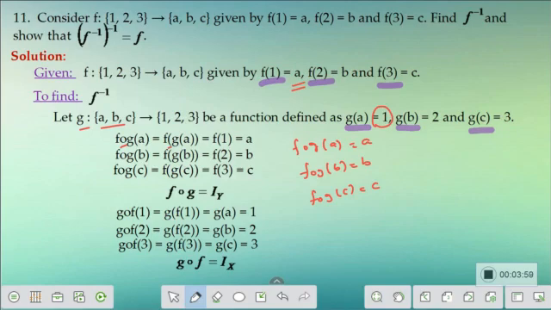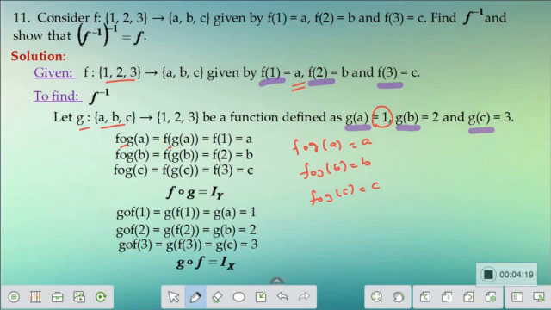Now, we found the composition f composite g. Now, let us find it for g composite f, that is, g composite f for all the 3 elements. And the domain of f is nothing but 1, 2, 3. So, let us find the composition of g and f for the elements 1, 2, 3.